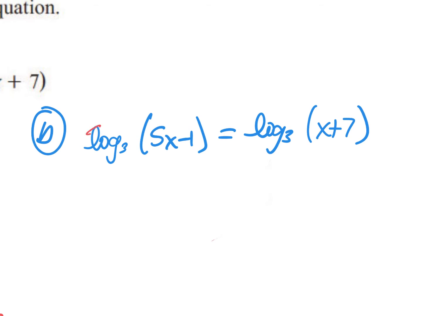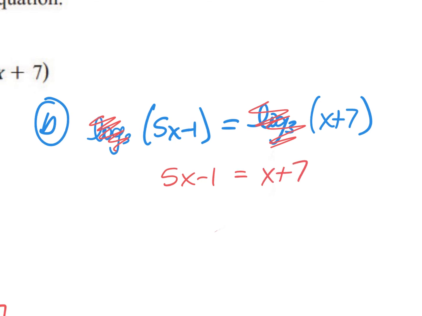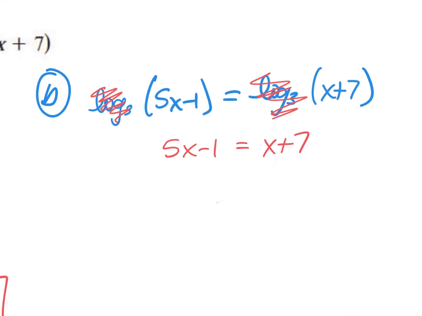You can just cross them off. If you have one log with the same base on the left-hand side and one on the right-hand side, you can just cross them out. If you have more than one, you've got to condense it or something first. And now, do I know how to solve this equation? 5x minus 1 equals x plus 7. So what do I do? Okay, so let's subtract x.